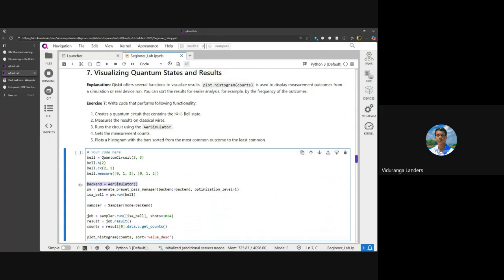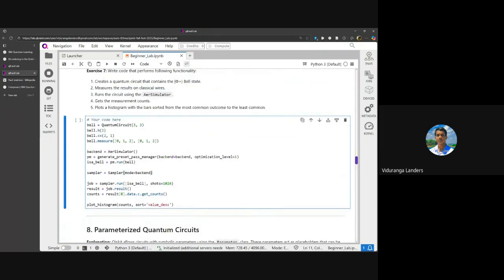And now here I'm using the backend, the Aer simulator. And I'm using the primitives, the sampler primitive, to run this. Optimization level 1. I think all these were explained in the introduction to Qiskit session, right? Is it? Okay. So I will quickly go through that.